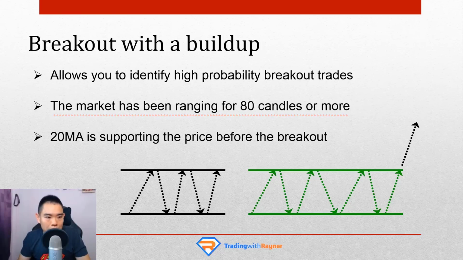So this is why we look for the market to be in a range for at least 80 candles or more. Now you don't have to get too anal about this. If the market is in 78 candles, 79, it's fine. I just leave a general guideline to use as 80 candles.